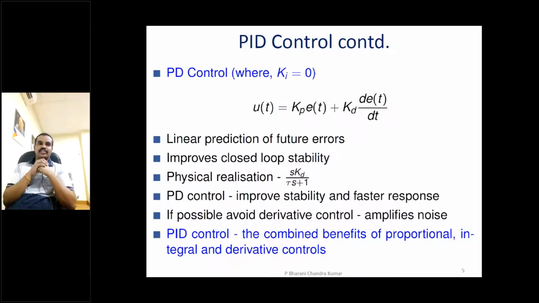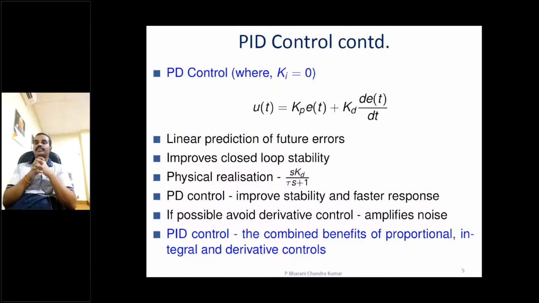Based upon this, Ziegler-Nichols has proposed several formulae to design the KP, KI, KD values based upon this critical gain and the critical time. However, that will give you only the first insight of the PID controller.